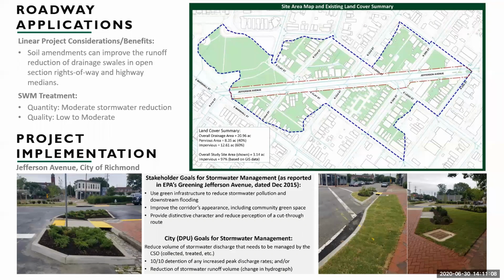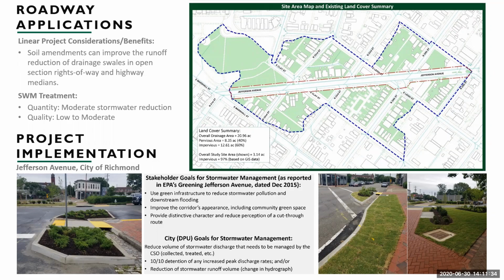Again, this is within the city limits, so it's a lot of highly impervious area with parking lots, roads, and building structures. Any of the grassed areas that you see are mostly lawn areas or gravel areas. So with this project, we were looking to do enhancements along the Jefferson Avenue corridor, which is outlined in red for the street corridor.